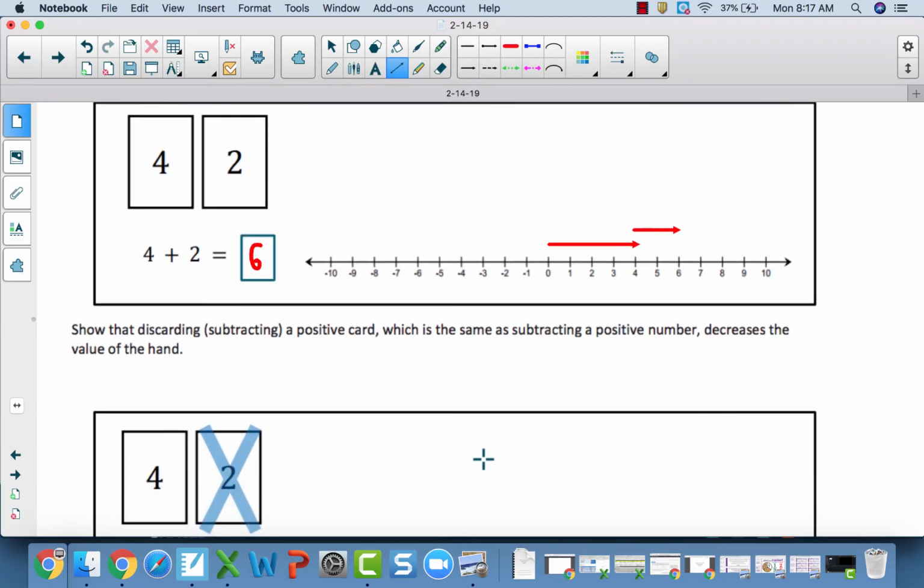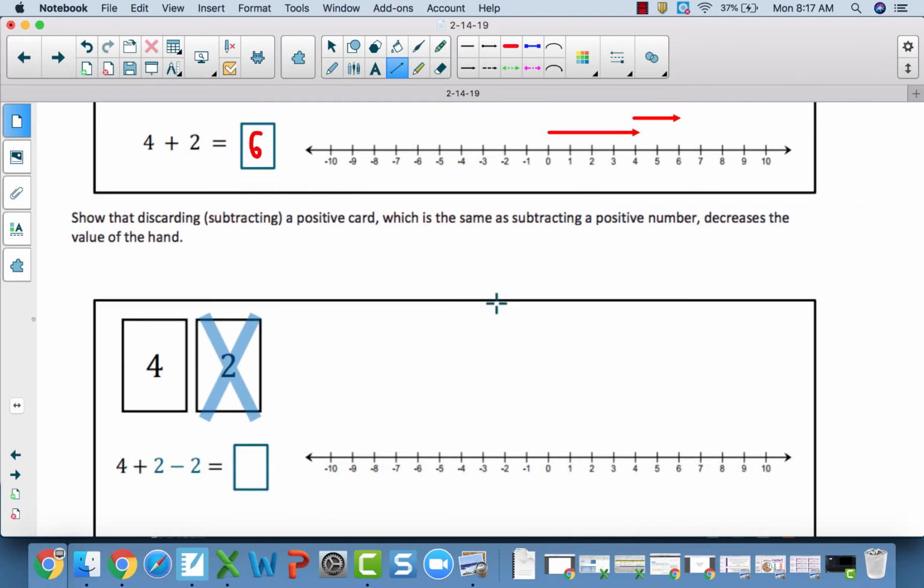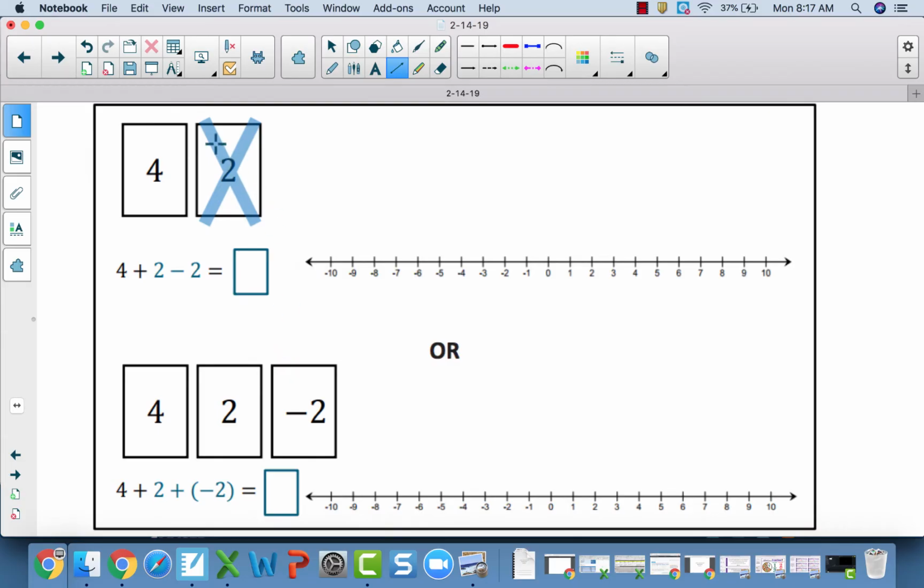Now, we are going to discard or subtract a positive card. That is the same as subtracting a positive number, which will decrease the value of the card. Okay? So, getting rid of this 2, discarding this 2, is the exact same as adding this negative 2. Now, let's show what both of these look like. This ends up being 4.